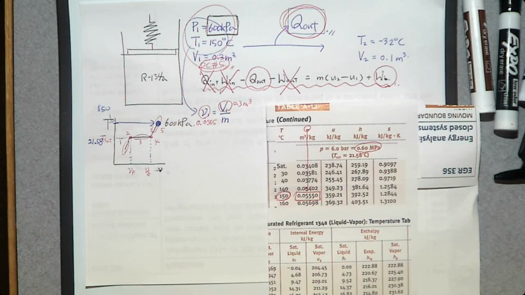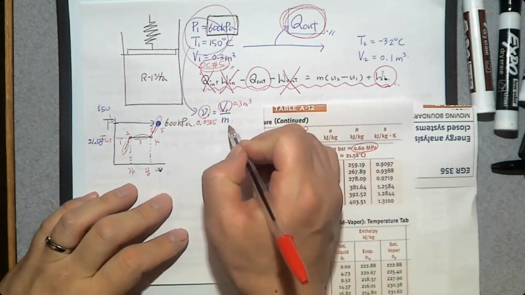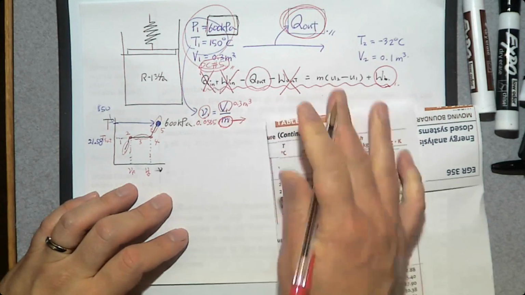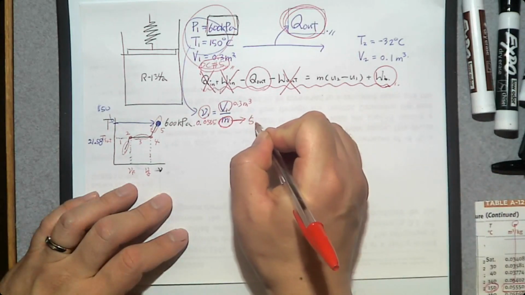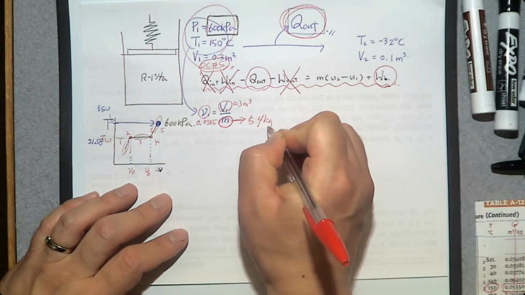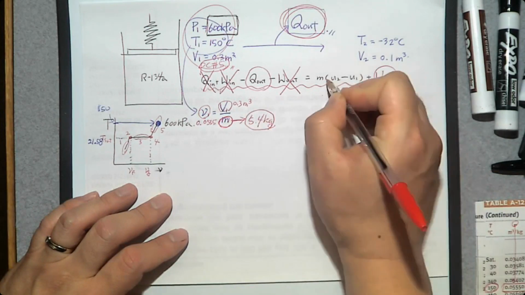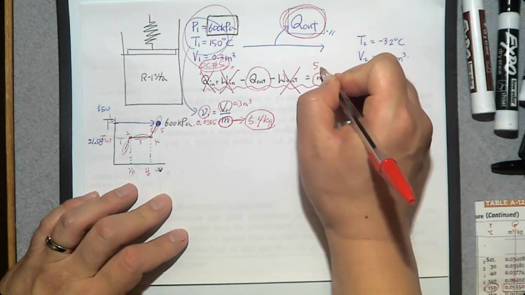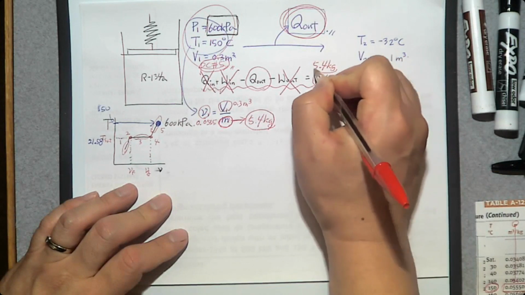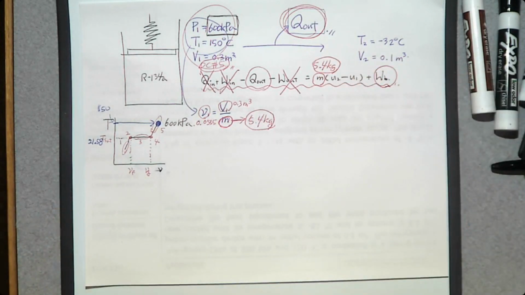Can you determine the mass? Yes, we can. The mass is going to be approximately 5.4 kilogram. So that goes here, 5.4 kilogram. But that's not the end of the story.